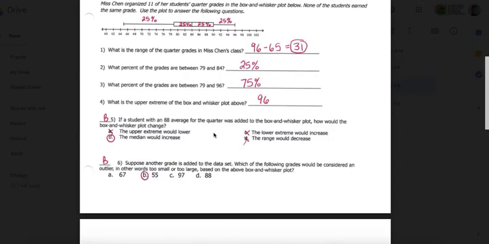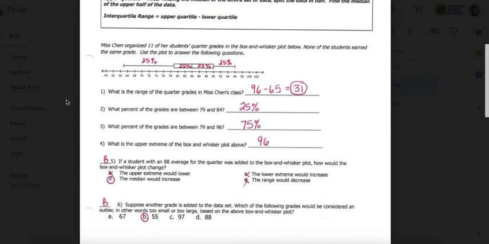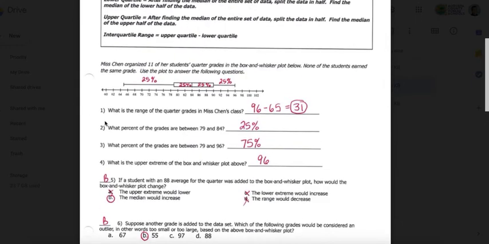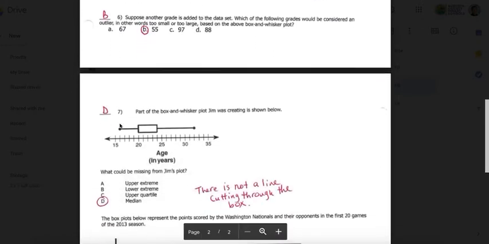Suppose another grade is added to the data set. Which of the following grades would be considered as an outlier? In other words, too small or too large based on the above box and whisker plot, and that would be 55 because the smallest number is 65, so 55 would kind of be that outlier. Okay, I know 97 was a choice, and it's not. It's greater than our upper extreme, but it'd be fairly close to the data, but look where 55 would be way over here. So that would be our outlier.